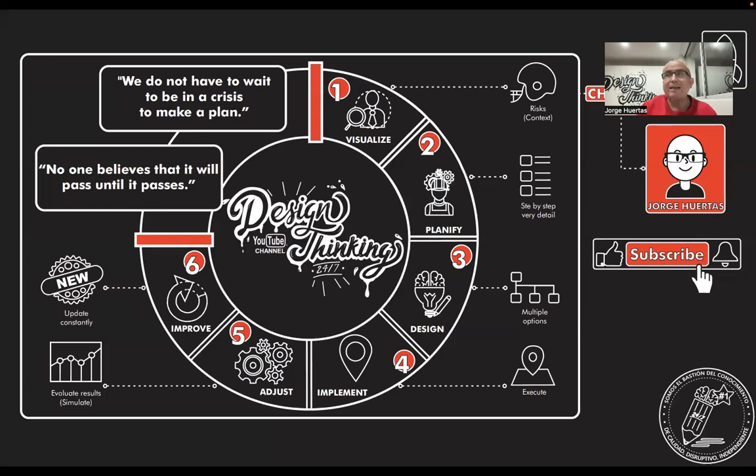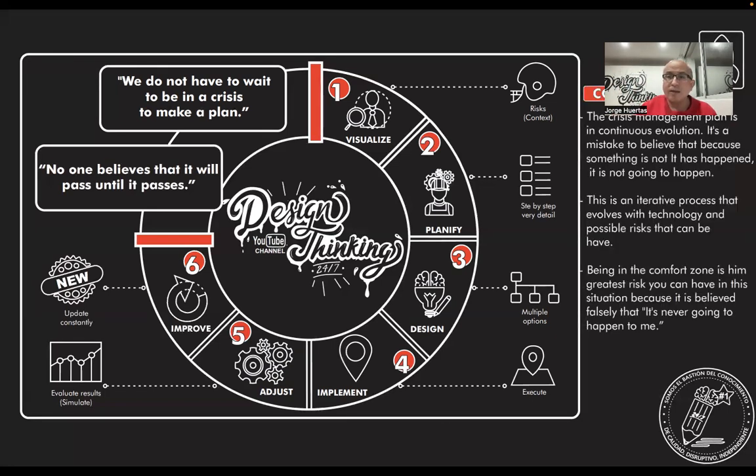you have to be aware that maybe you have a good plan from 20 years ago, but that plan doesn't work anymore. So you have to be aware of that. Of course, it's extremely important that crisis management allows us to make continuous evolution, and it is a mistake to believe that because something has not happened, it will never happen. It is not about being pessimistic, but you have to be aware that anything could happen. This is an iterative process that evolves with technology and the possible risks that can happen right now.